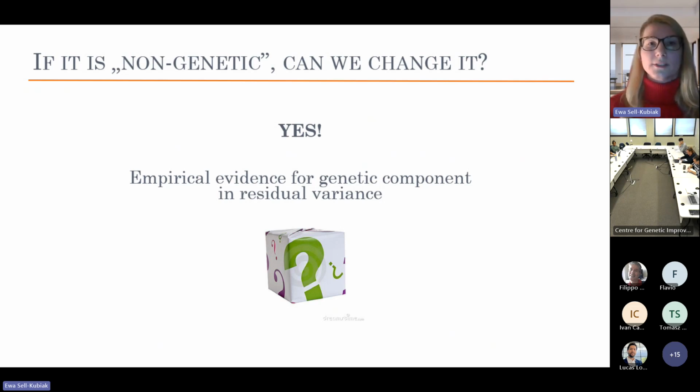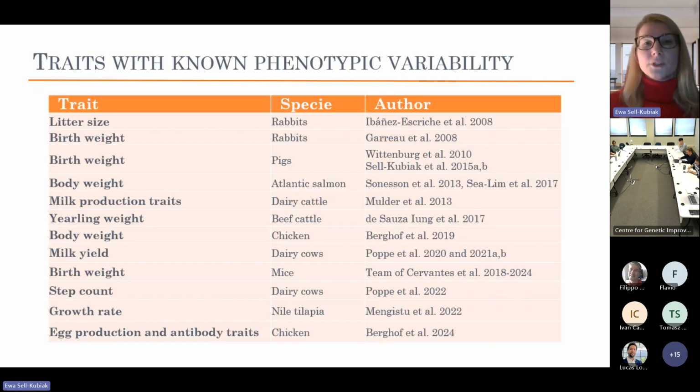So if you want some proof, here is a long list of different traits in different species for which this phenotypic variability was already studied. There were huge ongoing projects for many years with selection lines in rabbits and also in mice.